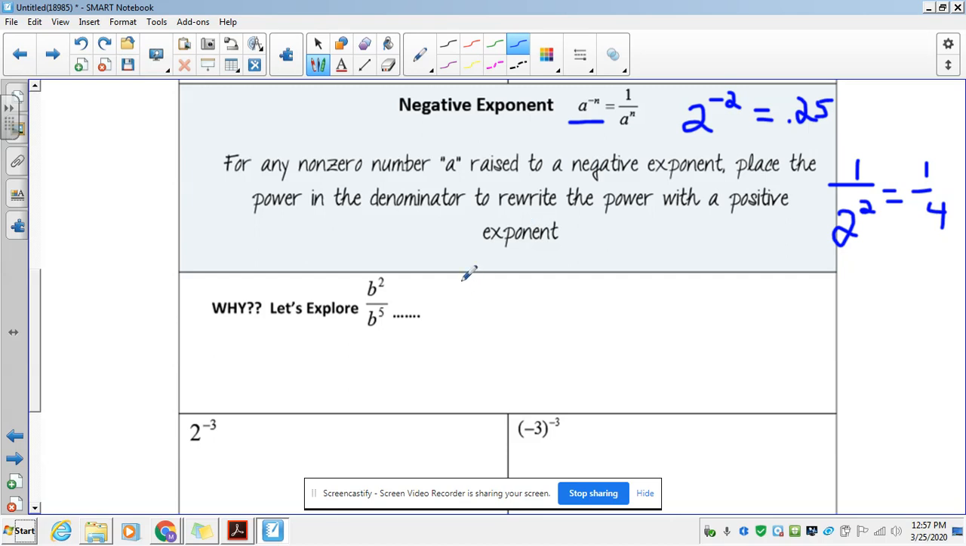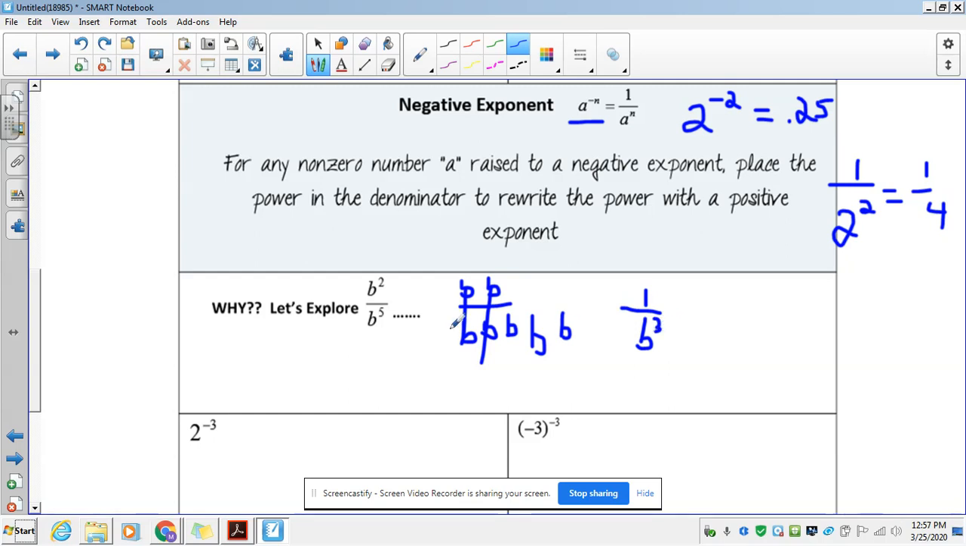So to let you see here, if you write this out, b squared is 2 b's. b to the 5th is 5 b's. So that's 1, 2, 3, 4, and 5. So if we do the canceling out, 2 b's cancel, 2 b's cancel, and I'm left with 3 b's where? On the bottom. So this would be 1 over b to the 3rd.